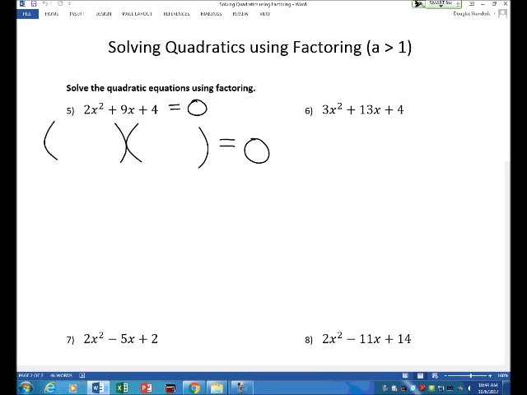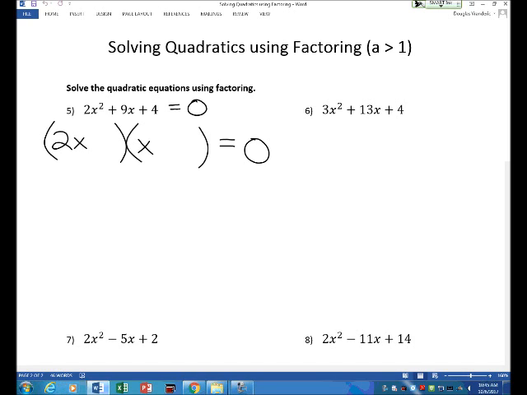You'll notice right away I write down my factors, my parentheses. On the previous ones, 1, 2, 3, and 4, it always started with x and x. But I'm going to write 2x and x for this. If you don't know why, it's because 2x times x makes 2x squared. So that's a change. Just keep in mind for this one you'll have 2x, and it would be 3x for number 6.